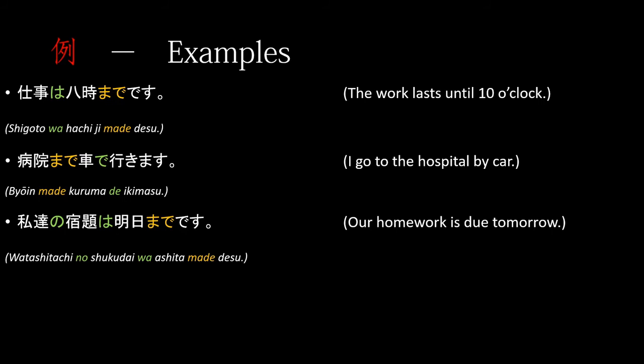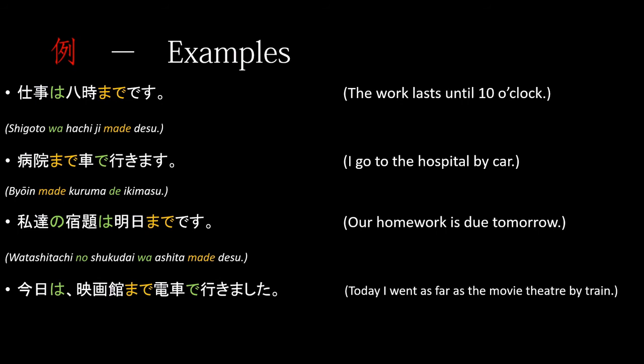Now, what type of boundaries are here to be observed? In our second sentence, it is a point in space, hospital, while in the third, it is a time limit, tomorrow, ashita. In our final sentence, we can see made among other particles. With wa, we have here established the topic of the sentence. With de, we have marked our means of transportation. And here made has been once again used to show a certain boundary in space.